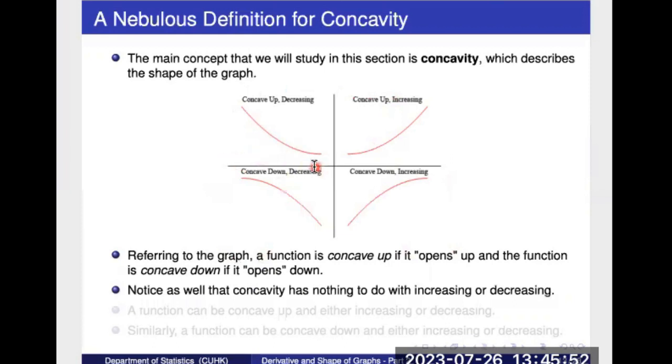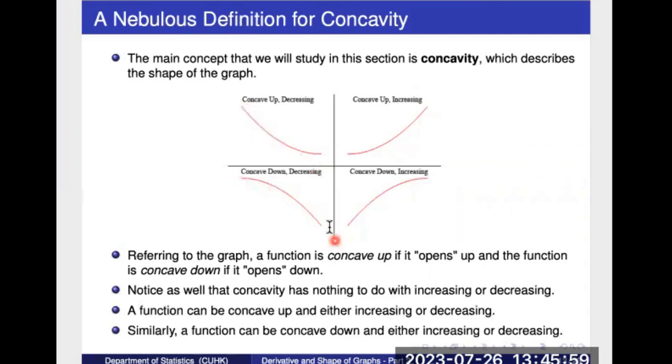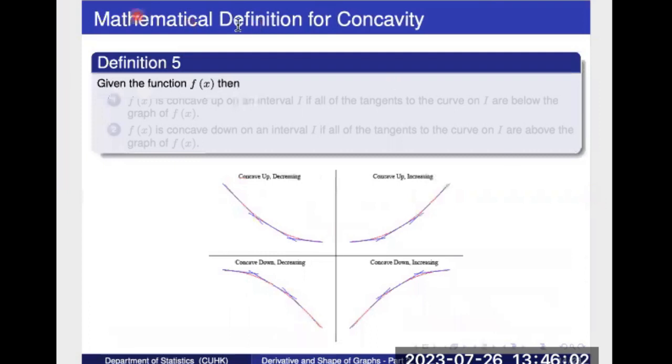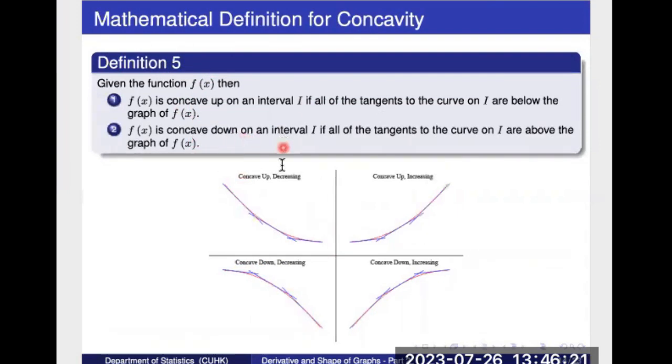Notice as well that concavity has nothing to do with increasing or decreasing. A function can be concave up or down while increasing or decreasing. Let's formalize the definition before seeing how to test for concavity. More precisely, concavity is determined by the function's tangents. Recall a tangent line touches the graph at one point and matches the slope there. If all tangents on an interval stay below the graph, the function is concave up there. If the tangents stay above, it's concave down. Visuals can really help solidify this concept, so let's refer to the graphs on screen.